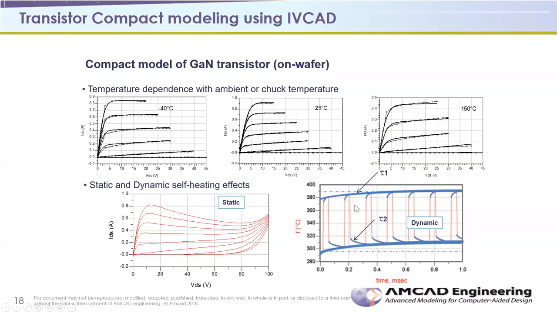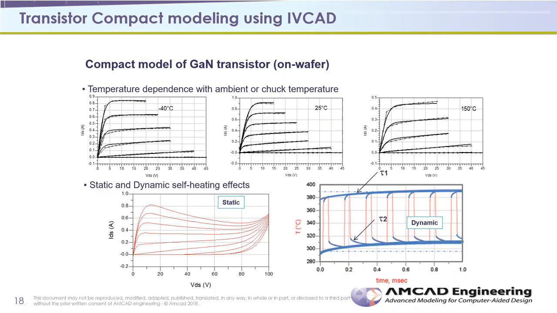And the important points we are looking for are the two values, tau one and tau two, which are the time constants for when we apply the drain voltage. Okay, so we'd like to see this variation here and here, and also the variation over time, the time constant for the variation of the temperature of the device.